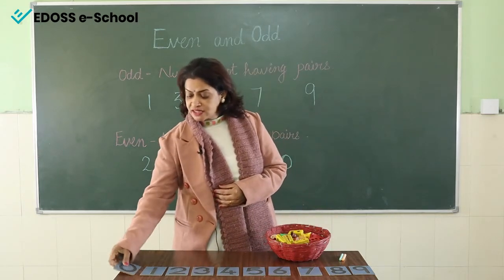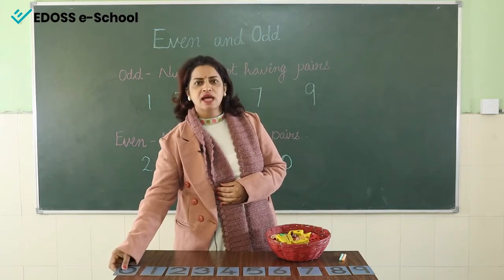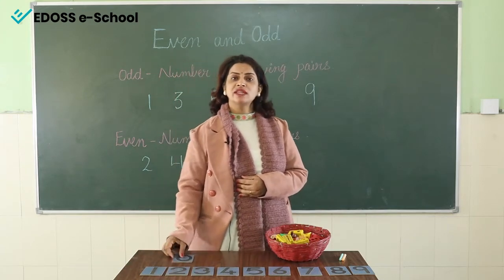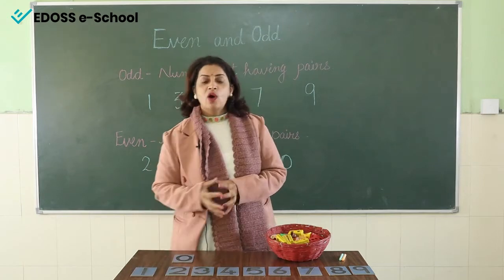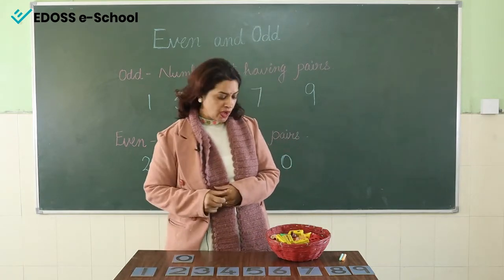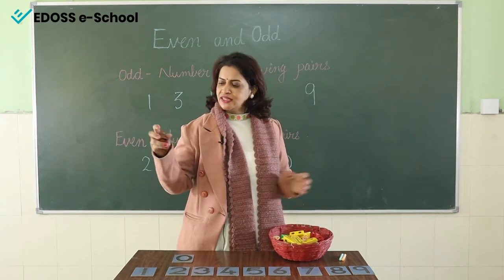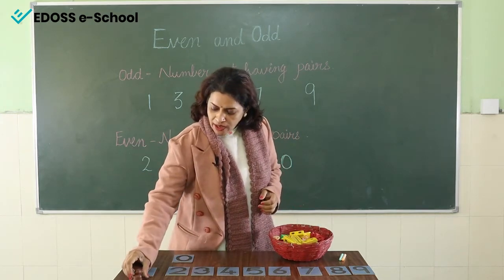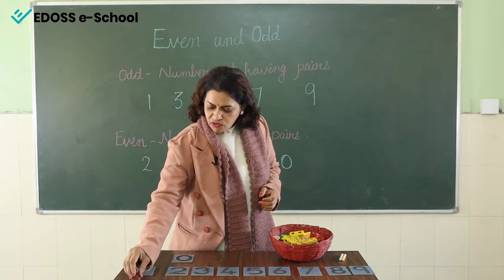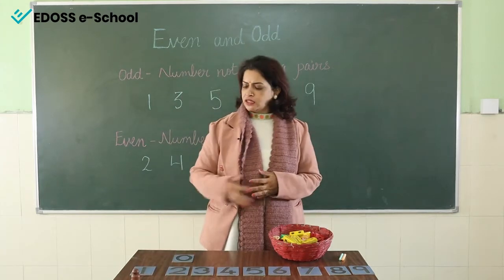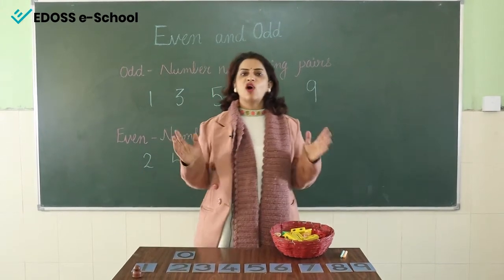Okay, so what is this? This is 0. 0 means nothing. So we are going to start with number 1. Okay, so this is number 1 and I am going to place some objects below it. And this is a nice toy. So I am going to place one object before number 1. There is only one object all alone.